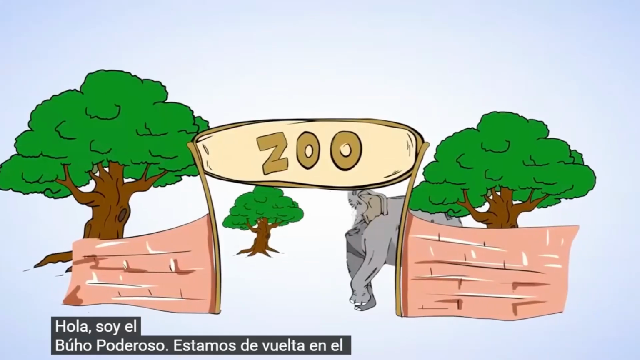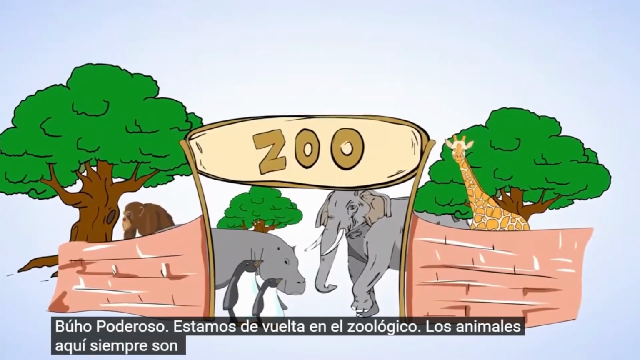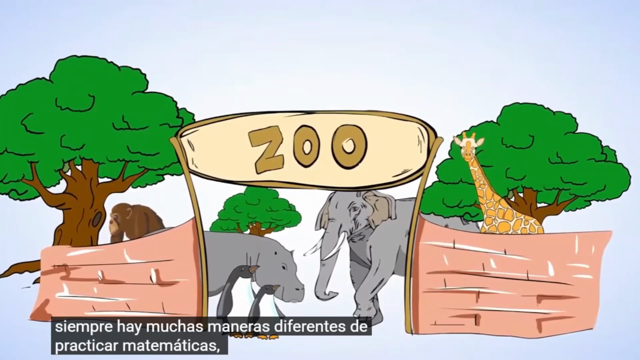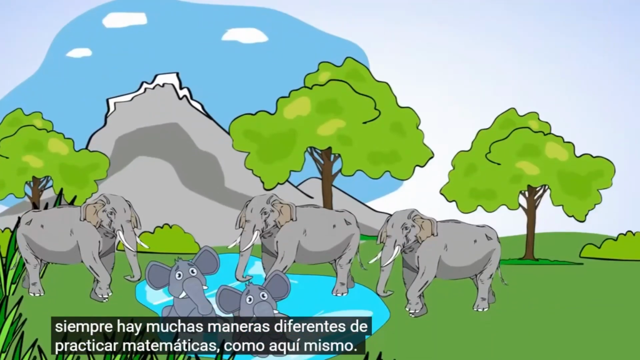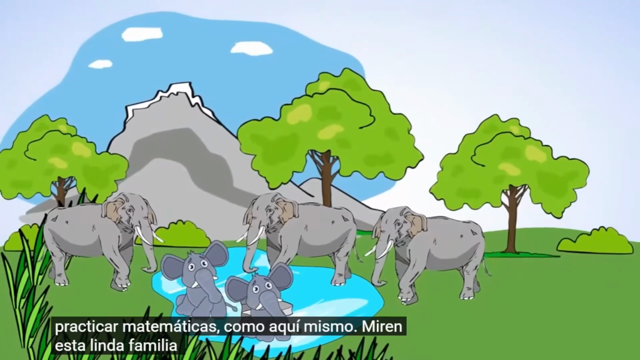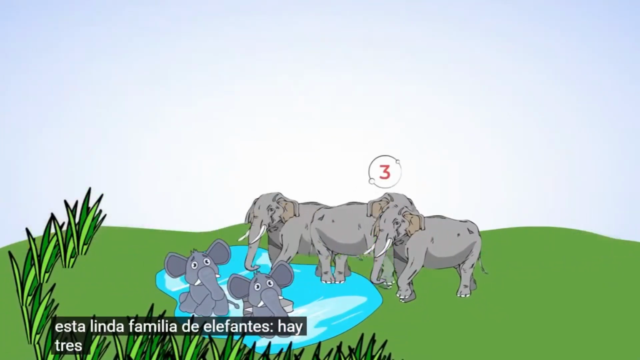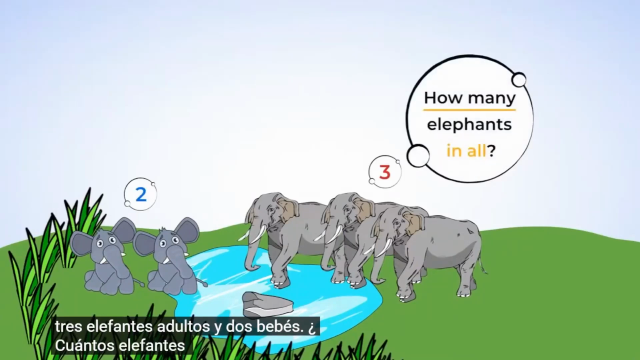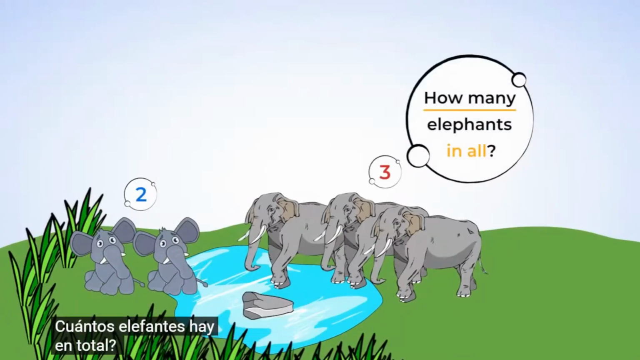We're back at the zoo. The animals here are always so fun, and there's always so many different ways to practice our math. Like right here. Look at this cute family of elephants. There are 3 adult elephants and 2 baby elephants. How many elephants are there in all?